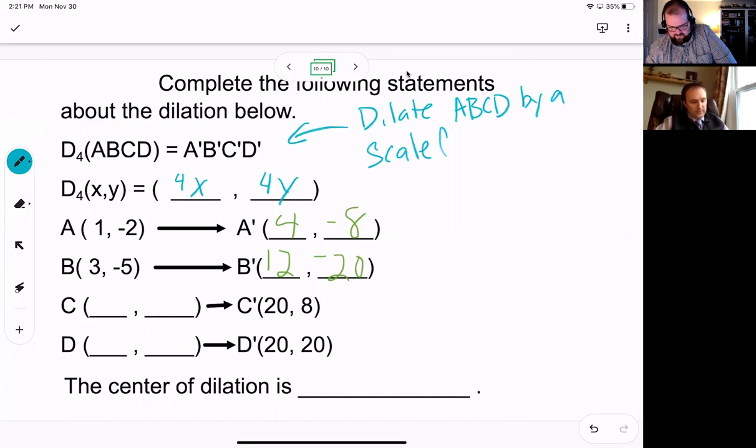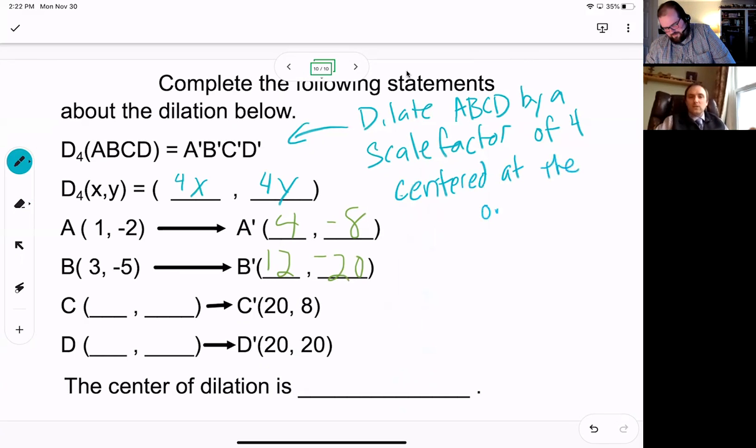Oh, you're putting in words what that means. Dilate ABCD by a scale factor of 4. If C prime is 28, from left to right we multiply by 4, centered at the origin. We use kind of weird words for these. Like you reflect in a line. I reflect over a line, but that's not the mathematical way to say it. It's reflect in a line. Maybe I'm not mathematical.